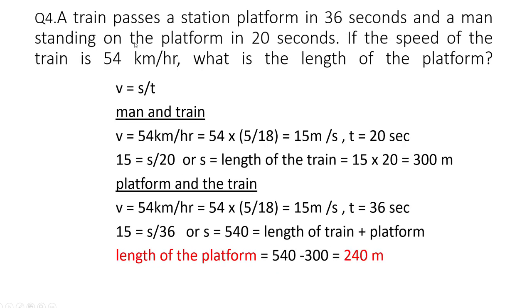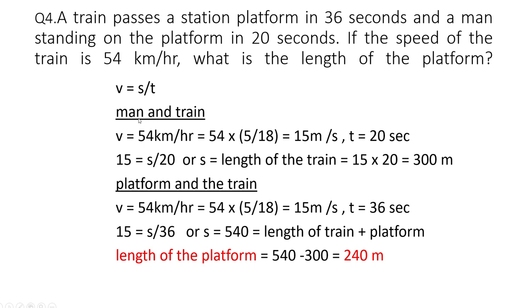Next question: a train passes a station platform in 60 seconds and a man standing on the platform in 20 seconds. If the speed of the train is 54 km per hour, what is the length of the platform? So here we have V is equal to S by T, V velocity, S is the distance, and T is the time. Now first we will consider man and train.